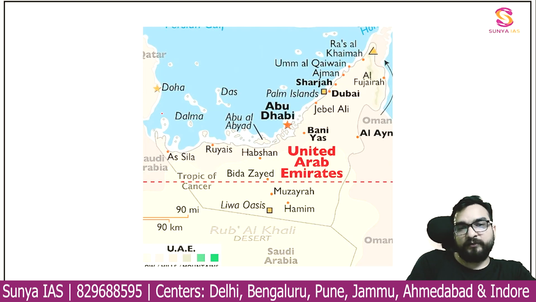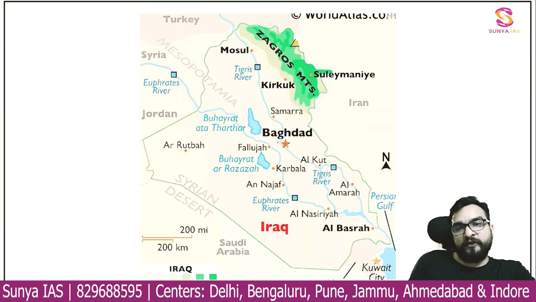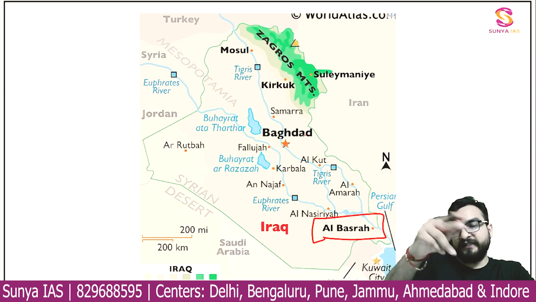Now let's move to the Iraq side. Iraq, you see capital Baghdad, but this everybody is knowing. It is not landlocked, it is having touch to this Persian Gulf. And over here you will find one port, that is Al-Basra. Al-Basra you have to remember, guys. Bushehr, Bandar-e-Abbas is of Iran, but Al-Basra is of Iraq.